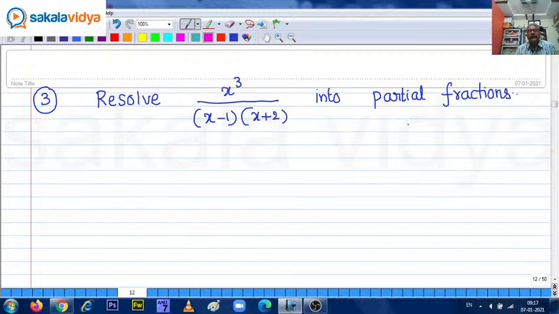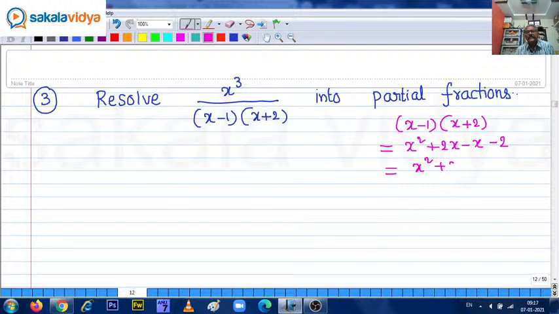Okay, first find x minus 1 into x plus 2. So let us multiply. See, x into x, x square; x into plus 2, 2x; minus 1 into x, minus x; minus 1 into plus 2, minus 2. So we have x square plus x minus 2. Here the degree of the numerator is 3, this degree is 2. The degree of the numerator is greater than the degree of the denominator, so it is an improper fraction. That means x cube should be divided by x square plus x minus 2. After that, we need to find the partial fractions.